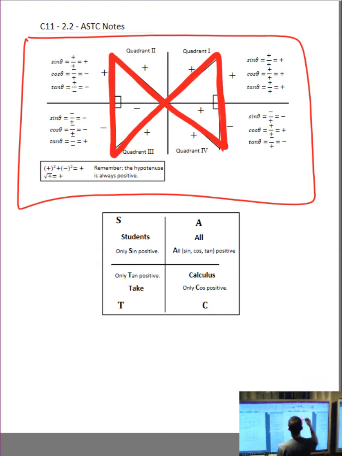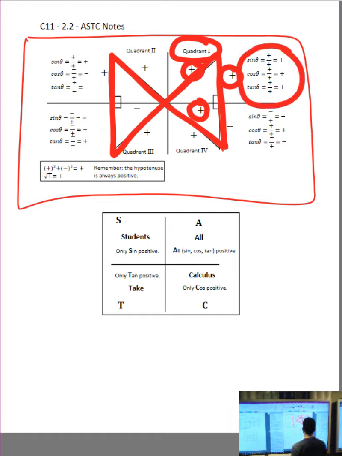And we know in quadrant 1, in the top right hand corner, all the sides are positive. Therefore, all sine, cos, and tangent are all positive. And we're going to use a mnemonic device. All sine, cos, and tan are positive.